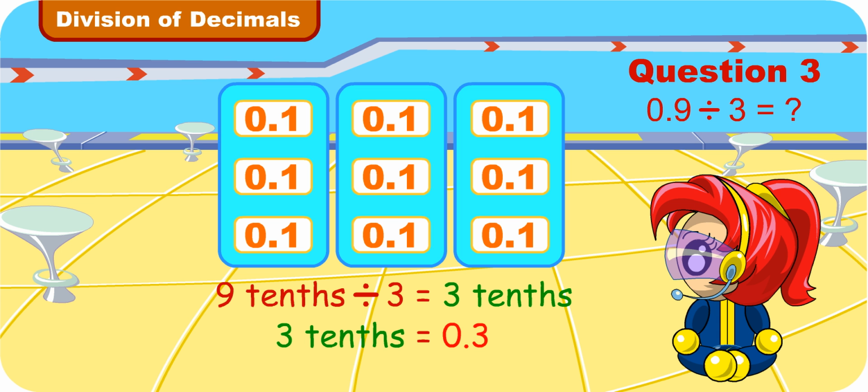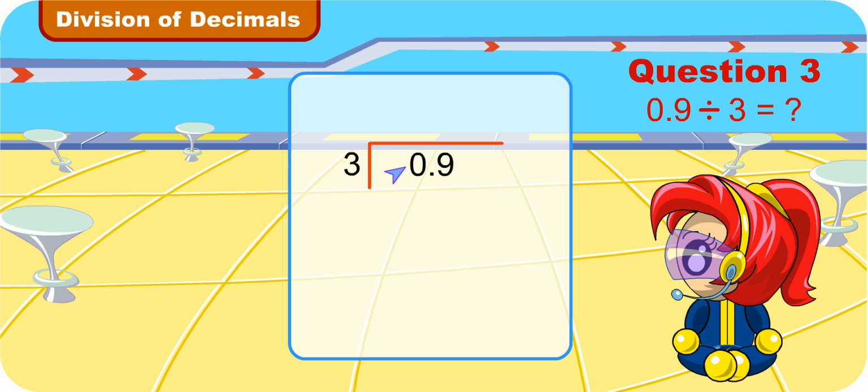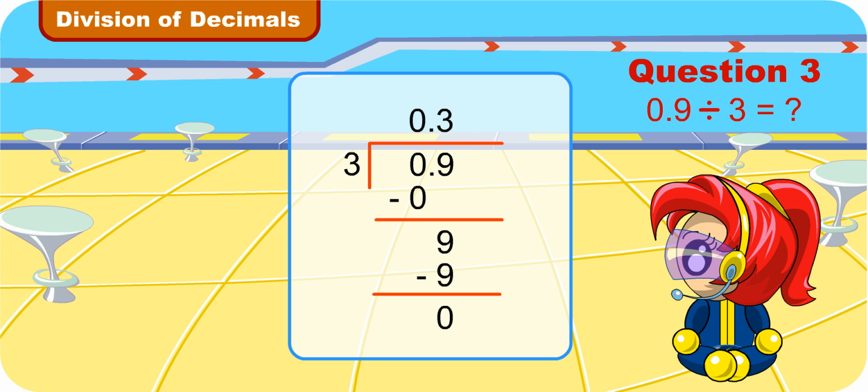I can also do long division. 0 ones divided by 3 is 0, so we write 0 in the ones place. Next, we write the decimal point. Then, we go on to the tenths place. 9 divided by 3 equals 3. Thus, we write 3 in the tenths place. Thus, the answer is 0.3.